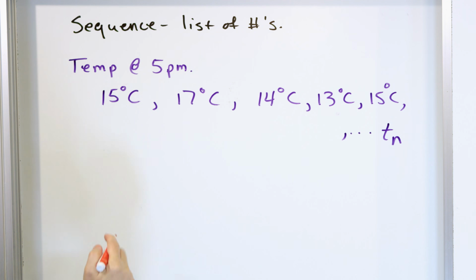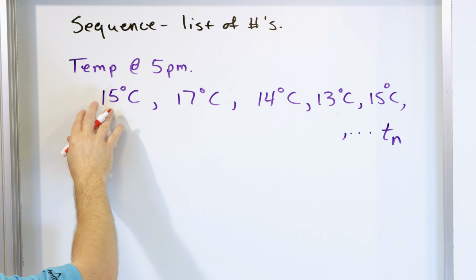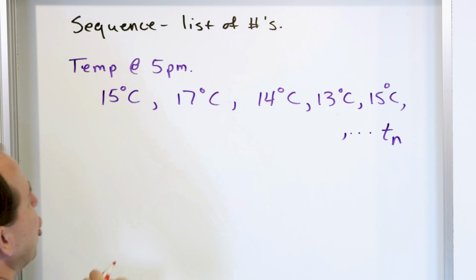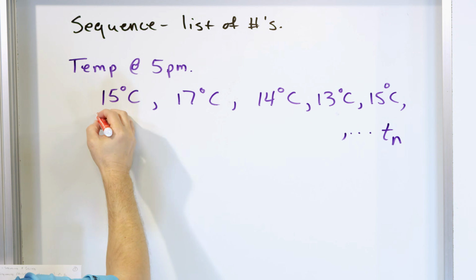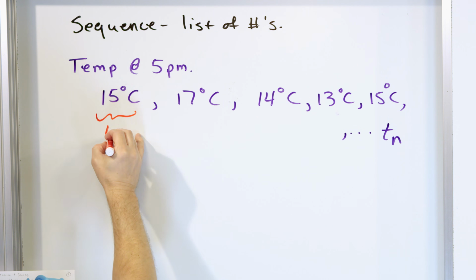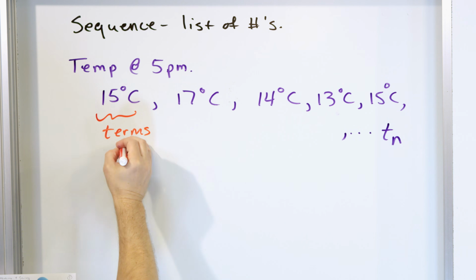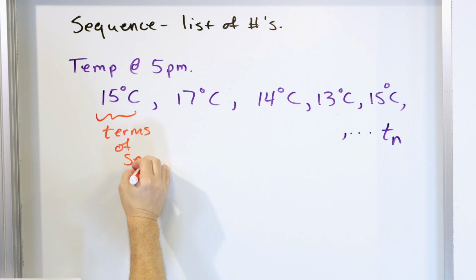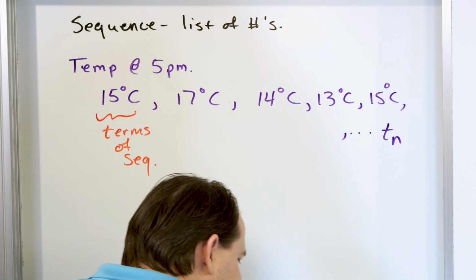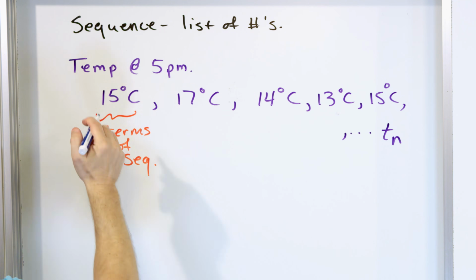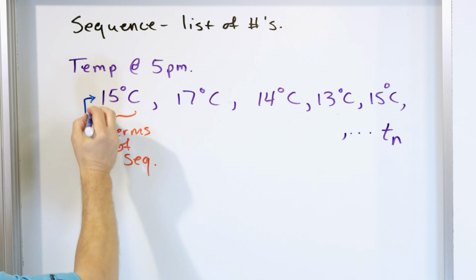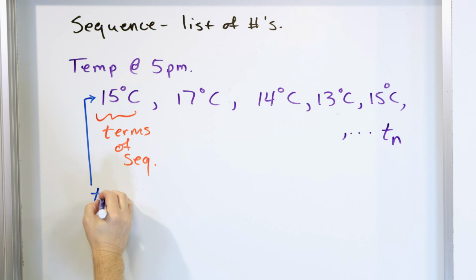And so all of these are what we call terms of the sequence. You're going to see me write SEQ for sequence quite a bit. All right? So for this first one right here, this is T sub 1.